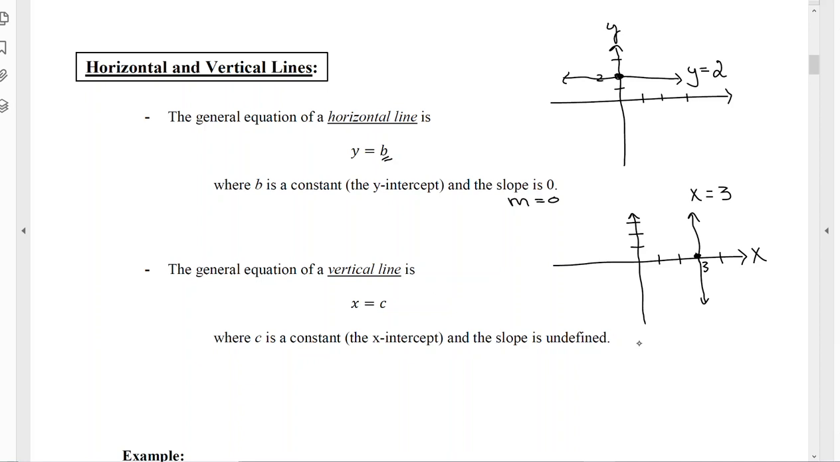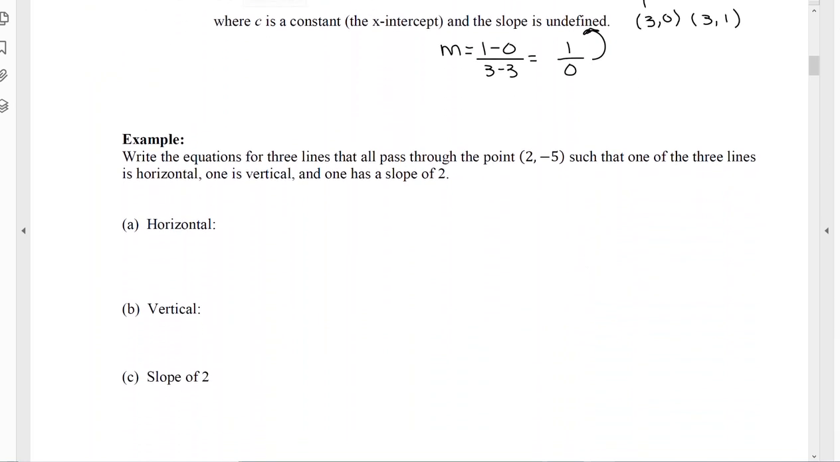And again, you can test that out by picking 2 points off the line, just any 2 points like (3, 0) and (3, 1), and then plugging it into the slope formula. So it's going to be 1 minus 0 divided by 3 minus 3, and we end up with 1 divided by 0, which is undefined.